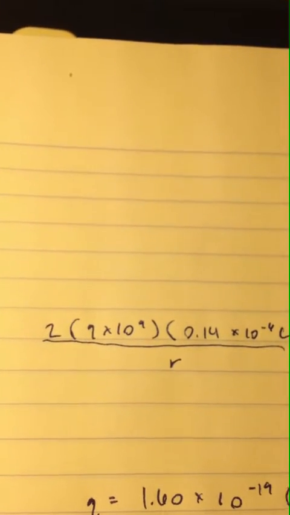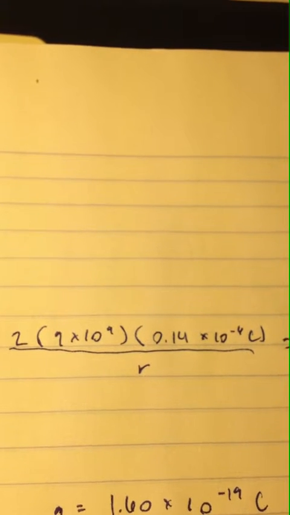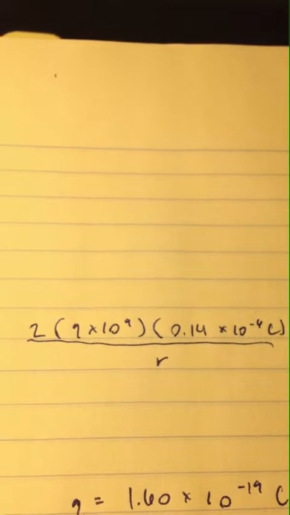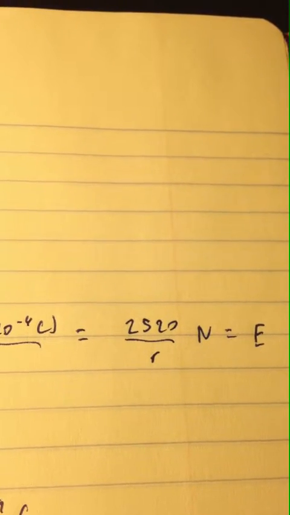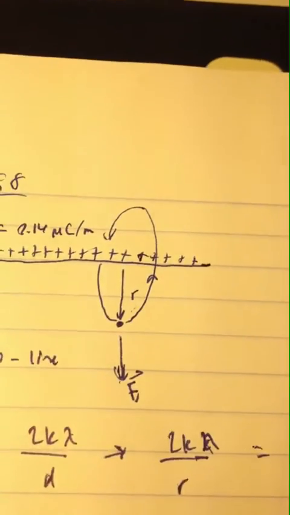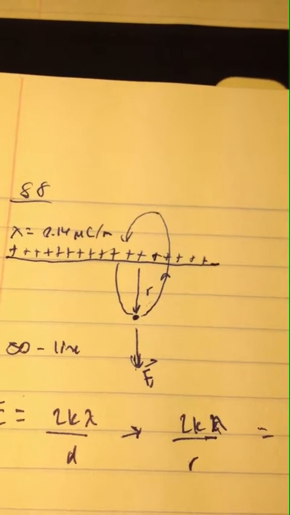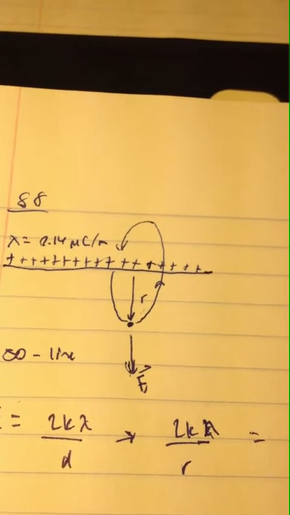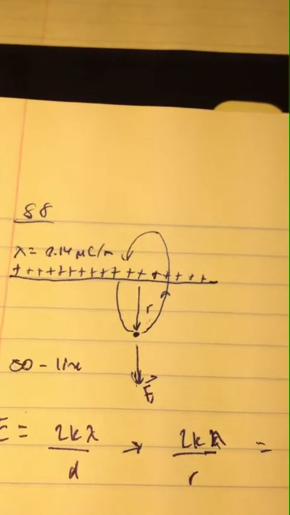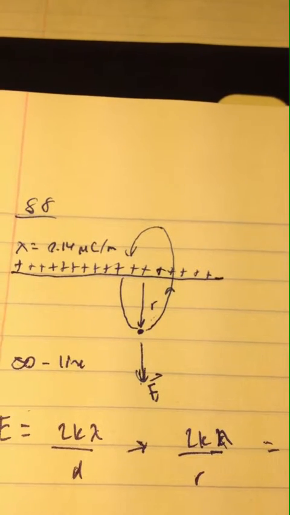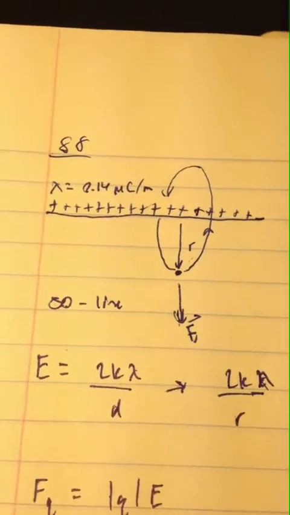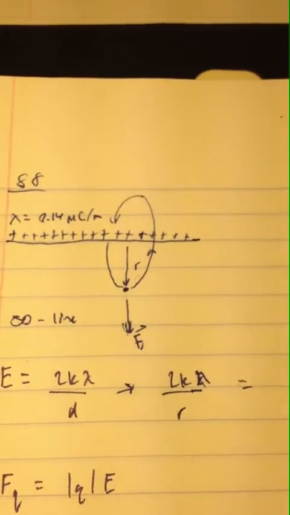k is equal to 9 times 10 to the 9th, and lambda is 0.14 microcoulombs, so it is 0.14 times 10 to the negative 6 coulombs, over r, which results in 2520 over r newtons per coulomb, the magnitude of the electric field. Now, in this diagram, you can see that the forces in the x direction on either side of the particle all cancel out, resulting in only the y direction. So the direction in which the electric field points is always outward and away, in a perpendicular manner, from the charged wire. Now, the second part of the question is the velocity of the electron.